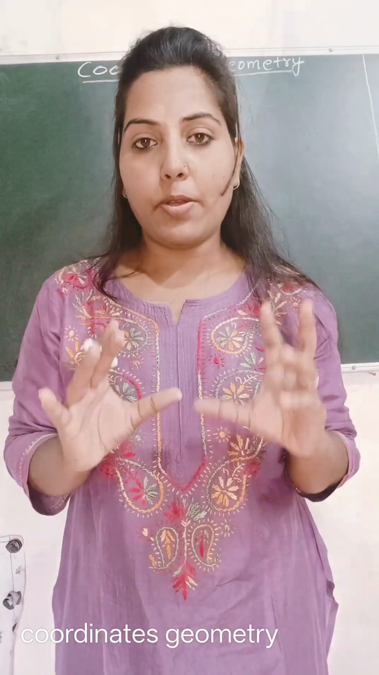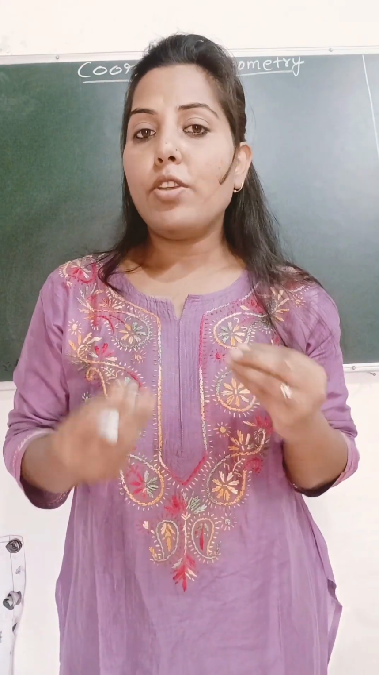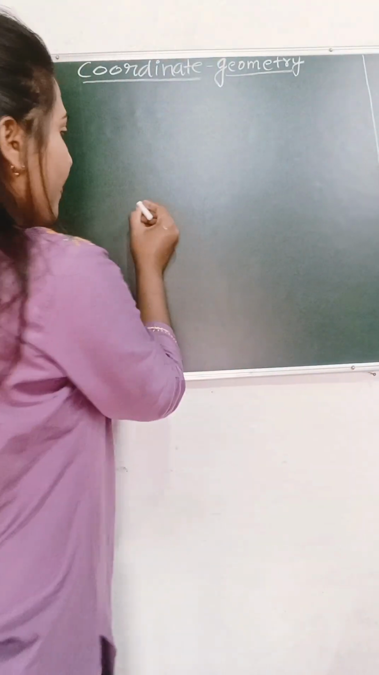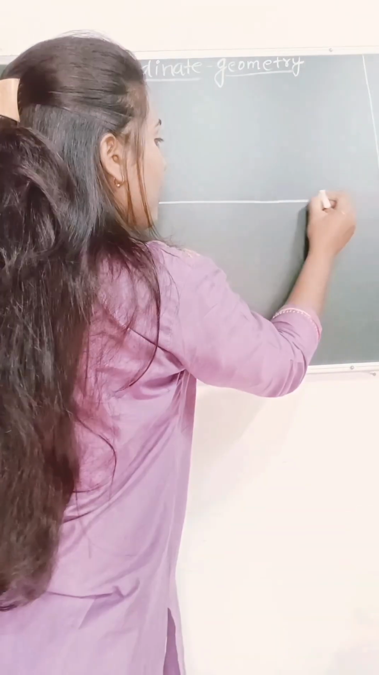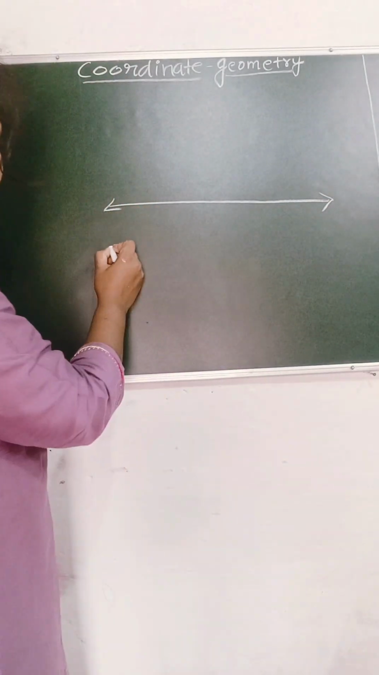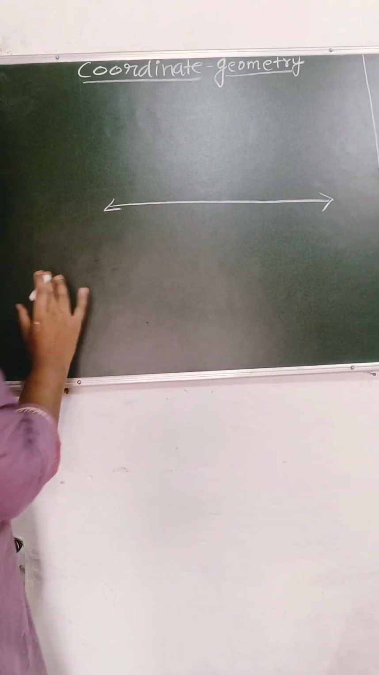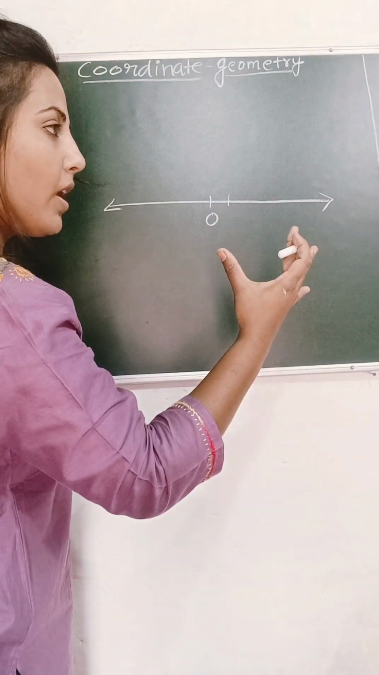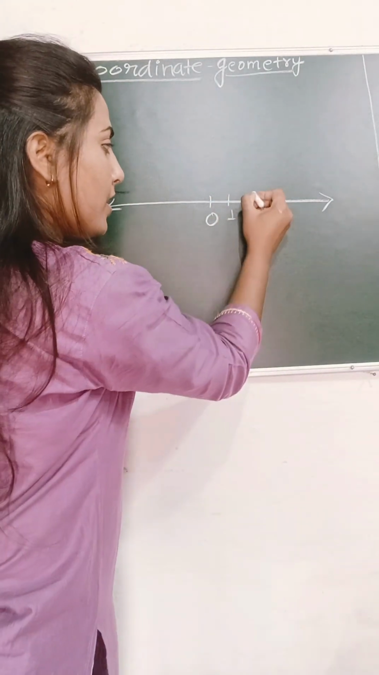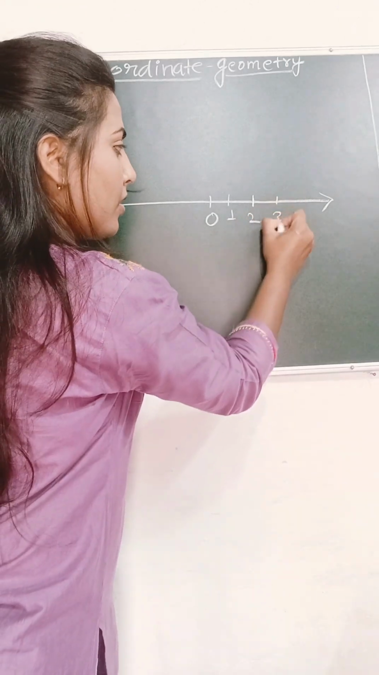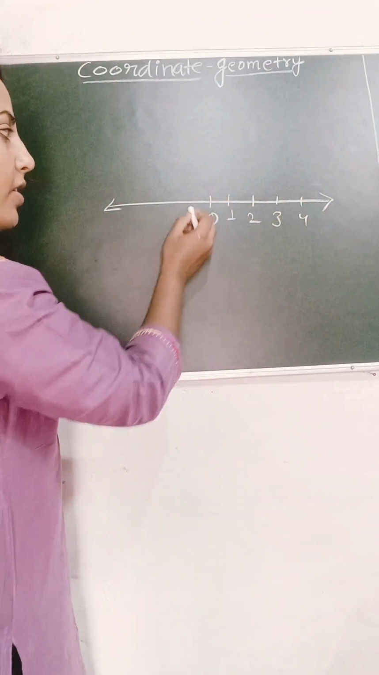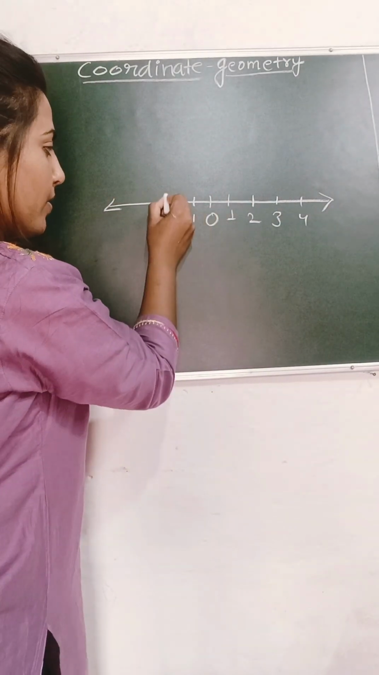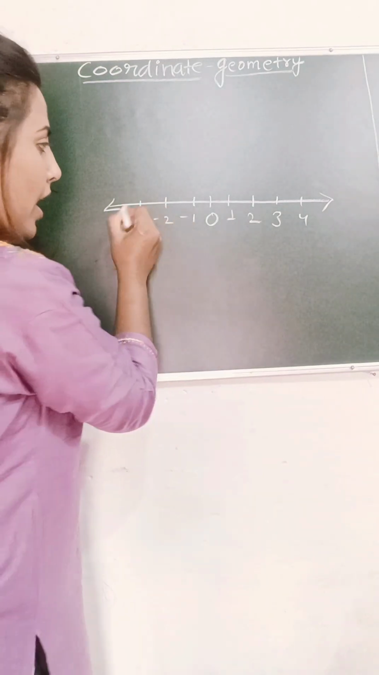The mathematics. Okay, so we know that this is a number line, and we write here 0. The right side of the number line is the positive numbers, and the left side of the number line is the negative numbers, and so on.